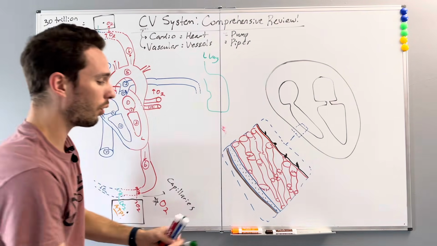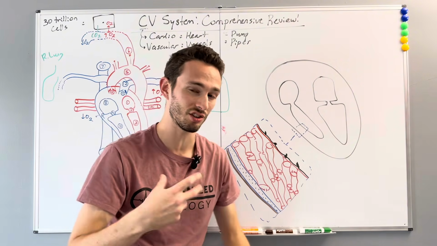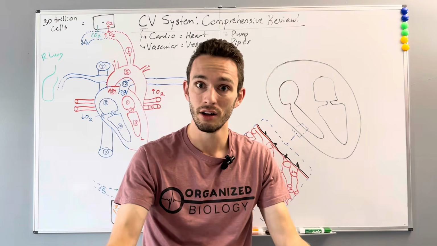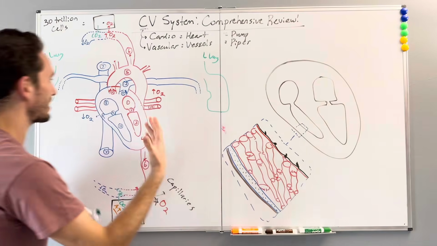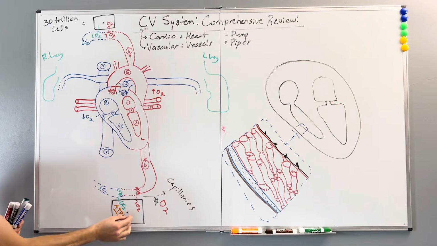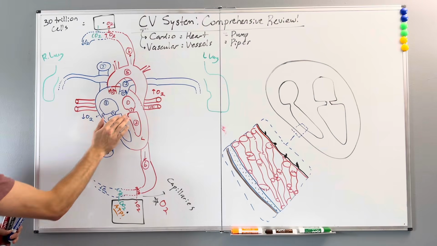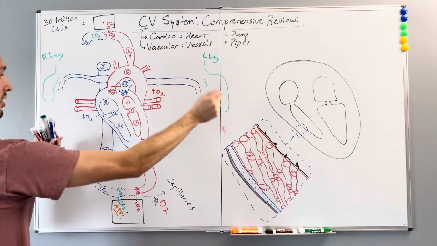The way the heart always beats, and I want you to remember this, you can say this over and over again: heart to body, heart to lungs. Heart to body, heart to lungs. That is how we circulate. We went from heart to the body. Now we're going to go back to the heart, and then we're going to go to the lungs. Heart to body, heart to lungs.